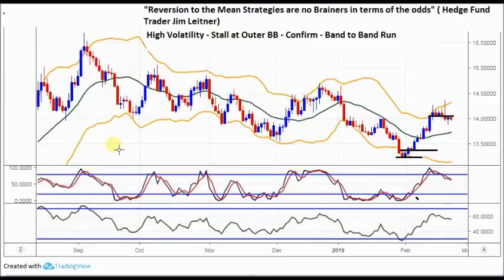Get to the outer bands on high volatility, look for the stall, and look for a candle to confirm your entry. You want to get some strength like we did when we came off the lows, or some weakness if you're coming in on this one. This one was a good one, but like I said, I didn't do it. But when you look at it now, it looks a great one. I should have seen it at the time.